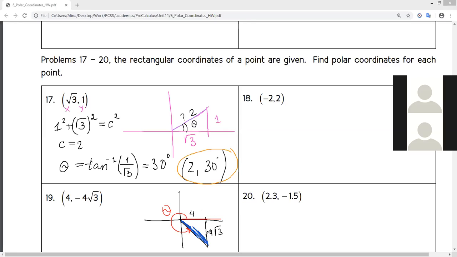I'm actually not going to do the math. Everyone can do 4 squared plus 4 root 3 squared, take a square root, it's 8. Or maybe you remember special right triangle. So I remember special right triangle, so it's 8. But I am going to do the angle.